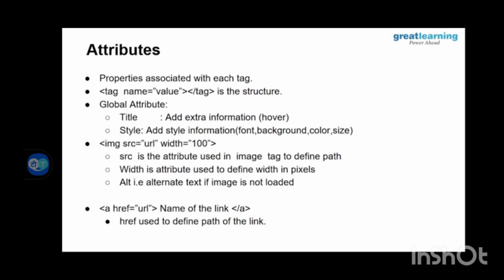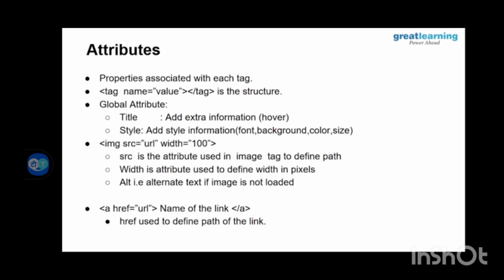So how do you write these attributes? It's simple. You write the tag and then the name of the attribute. It can be style, title, source, width, alt, href, anything. And then its value, and then you close the tag. If it's a tag wherein you can write some text, you can write that as well. So this is the basic structure of an attribute.